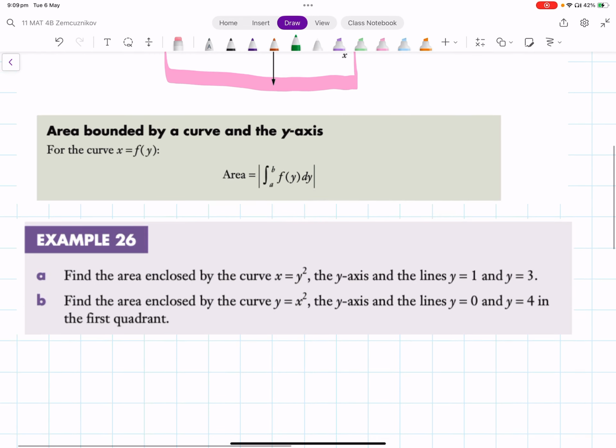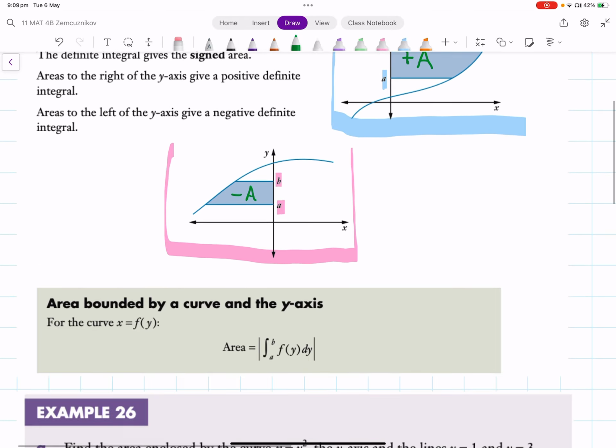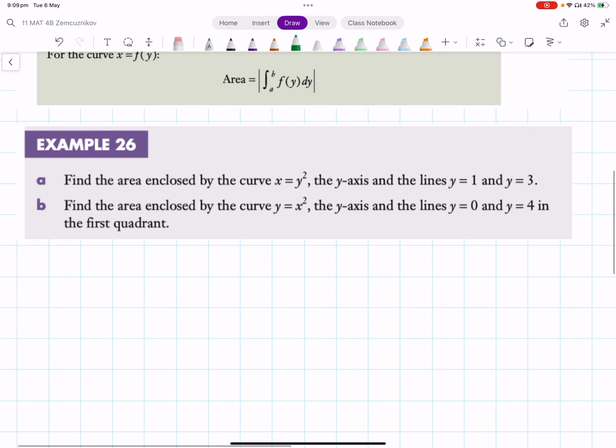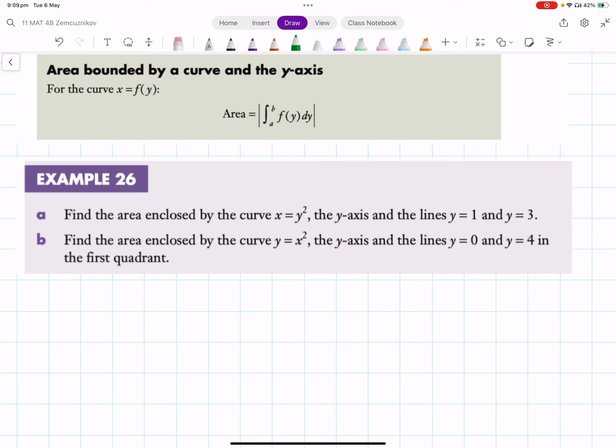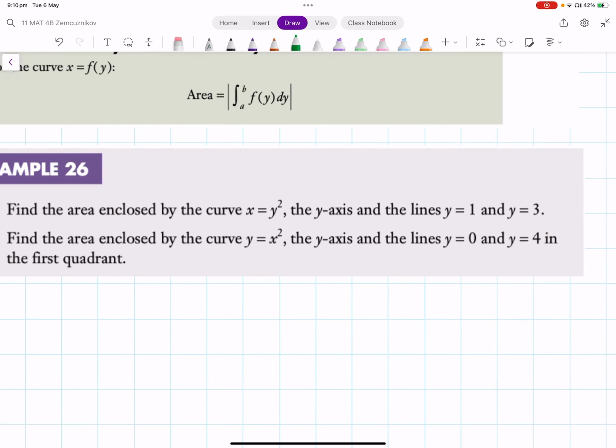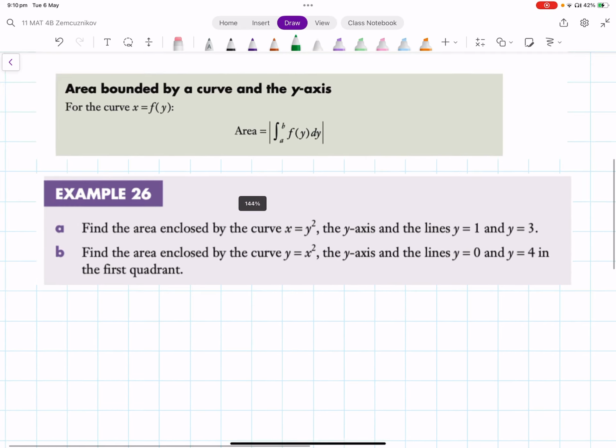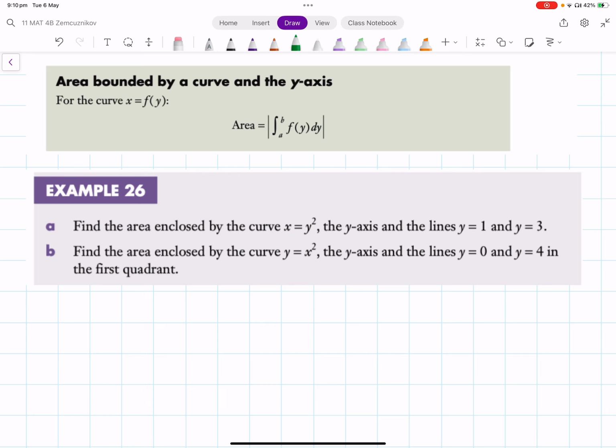If I look at my equation for area between the y-axis, then nothing's really changed. I just change f of x to f of y, change dx to dy. So I'm still going to go for an integral between a and b, so my lower value to my upper value, except now it's going to be y as an independent variable.